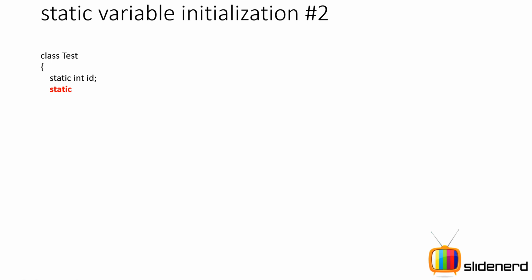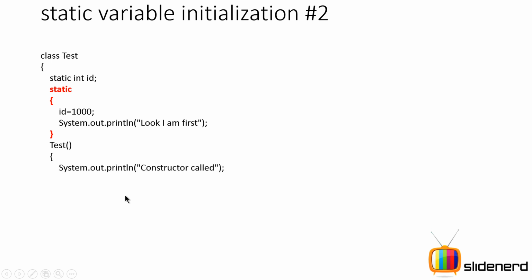Now take a careful look. There is static int id, there is a static block over here where I say id equals 1000. Now when I say block, notice carefully, it just has an opening bracket, closing bracket, and I have written static over here, inside which I have said id is 1000, and it says system.out.println look I am first, and below that there is the constructor of our test class over here, within which I simply say constructor called.